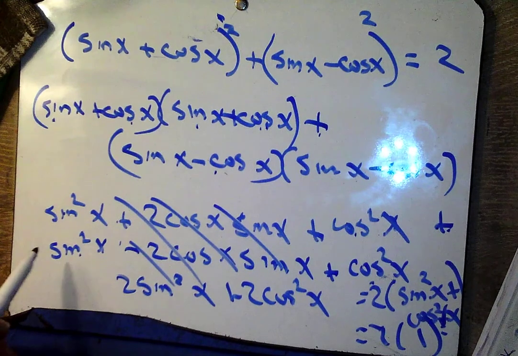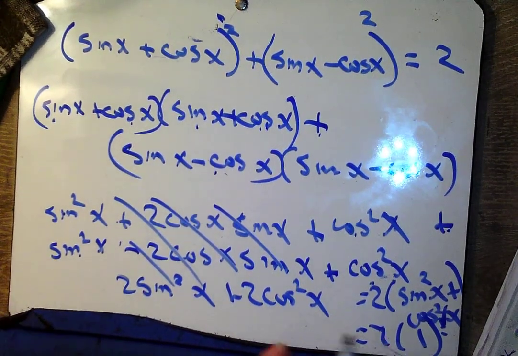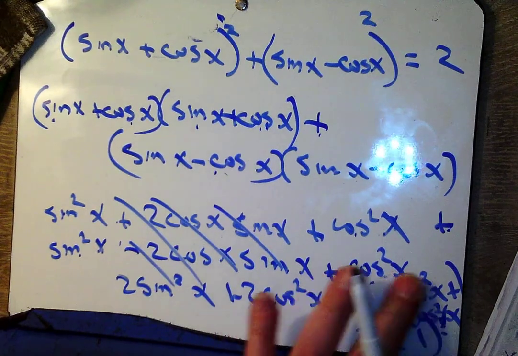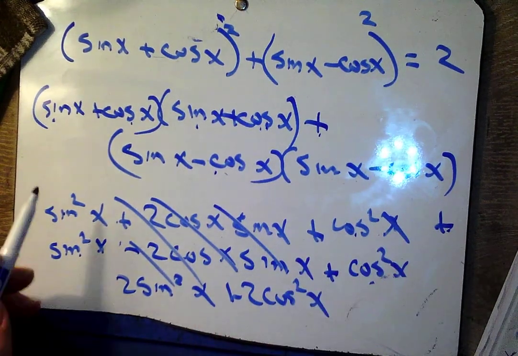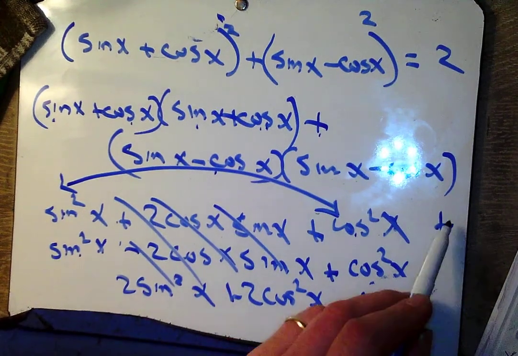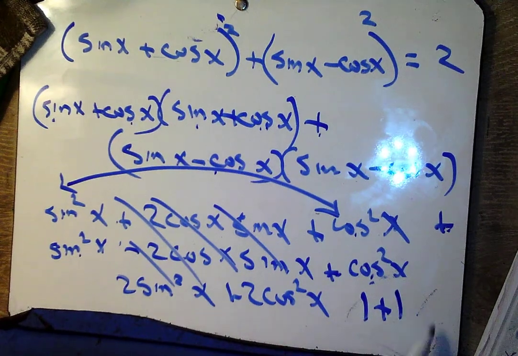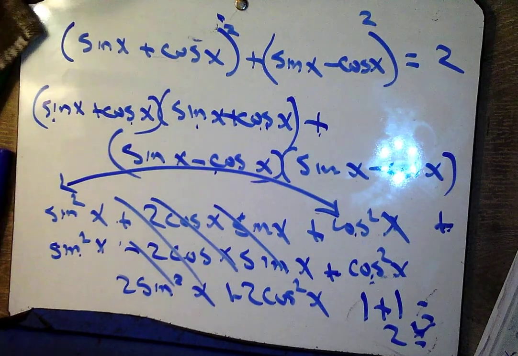Someone just told me that they think of this in a different way, and that the way I did it is just confusing to them. So here's what they said. They said sine squared plus cosine squared is 1, plus sine squared plus cosine squared is 1, and that's 2. And I think I agree with them. I think that's faster. Good job. Thank you for bringing that up.